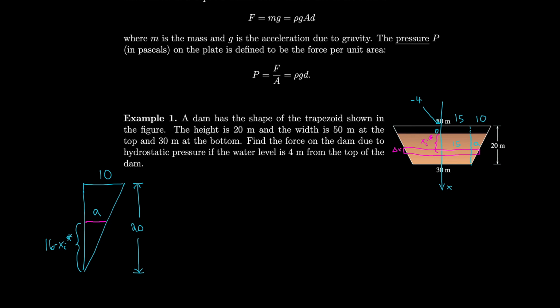Okay, so let's use similar triangles to solve for A, because we want to write everything in terms of x. So we have this part of this triangle divided by this part of this triangle must be equal to the bigger part, 10, divided by 20. So A over 16 minus xi star must be equal to 10 over 20. So we just cross multiply, solve for A. We get that A is equal to 16 minus xi star over 2. And we just divide and we get 8 minus xi star over 2.